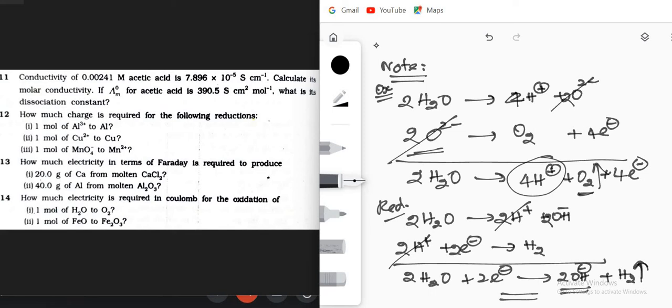Remember all this information, very, very important. Is this clear, students? Any doubt here?